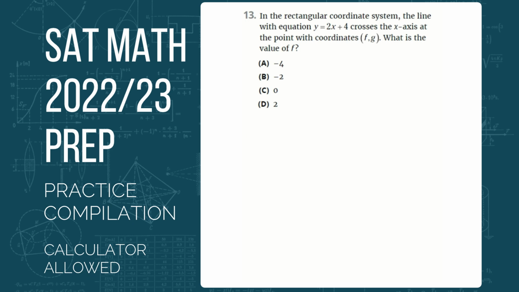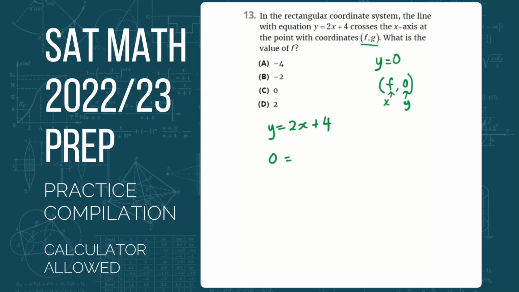In a rectangular coordinate system, the line with equation y is equal to 2x plus 4 crosses the x-axis at a point with coordinates f and g. What is the value of f? All right, let's write the equation of the line, y is equal to 2x plus 4. Since it crosses the x-axis, that means the value of y at point f, g will be equal to 0. So the point is f and g is 0. So the value of x is actually f here and y is 0. Let's plug that into this equation and solve it.